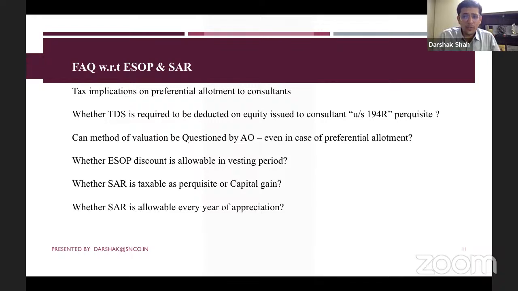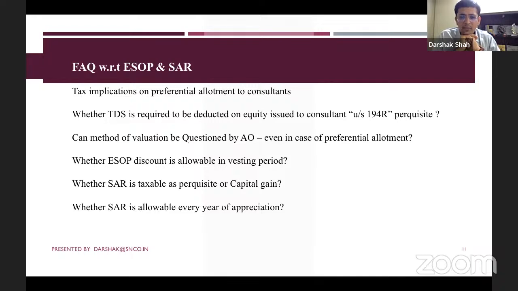Now that's something which of course needs to be reviewed from facts to facts, and needs to be gone into in detail to understand it. But if we take it at face value, then this could be the treatment which will apply.